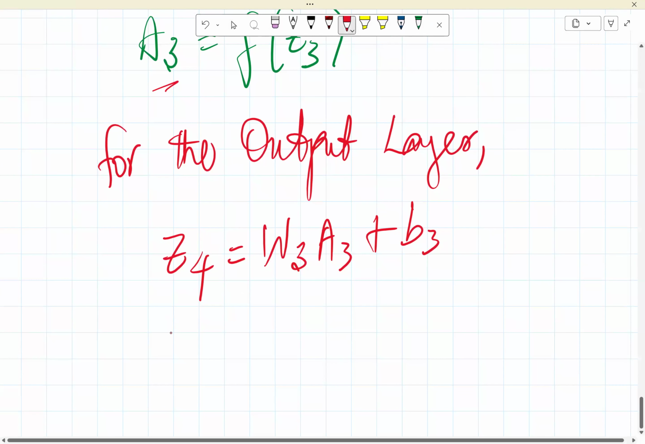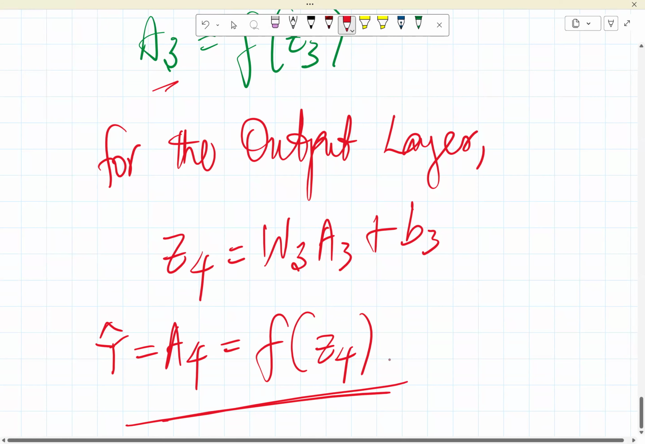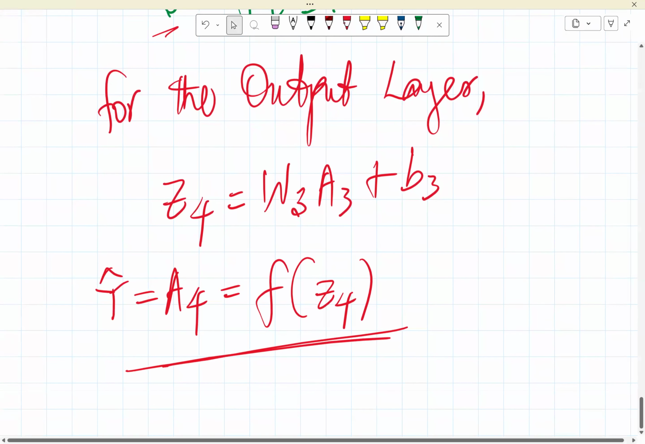And then we finally have A4, the final prediction we get. The prediction, which is Y cap if you like, is equal to A4, which is a function of Z4. Okay, and that's how the equations go in that situation.